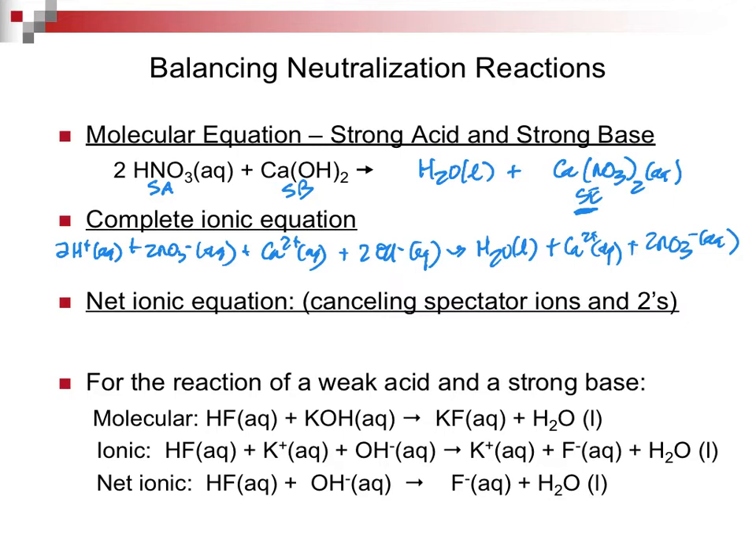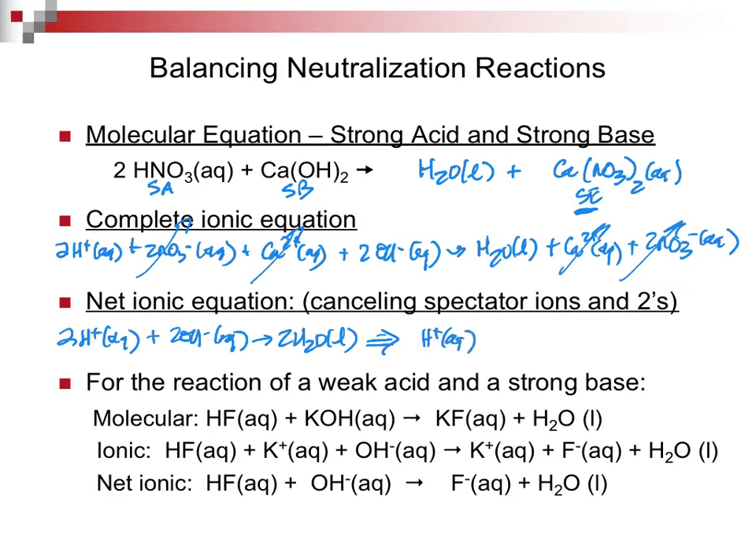When we write the net ionic equation, we cancel out the spectator ions, and I've done it here. It results in 2H plus aqueous plus 2OH minus aqueous going to form 2 waters. Now we always reduce it down to the lowest common denominator for our equations. So it's H plus plus OH minus going to form H2O liquid.